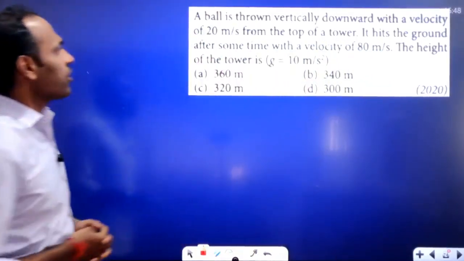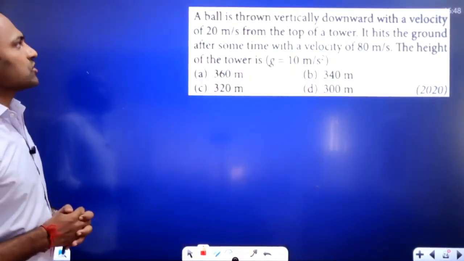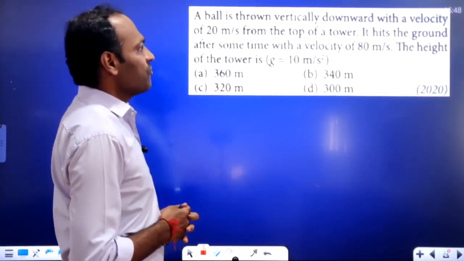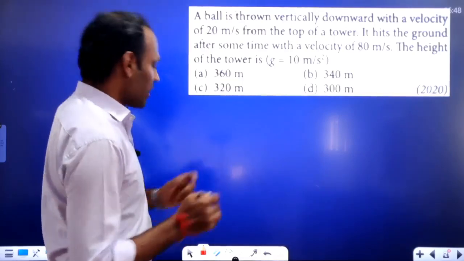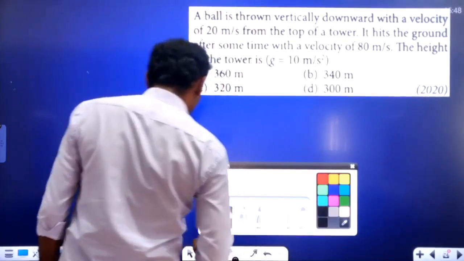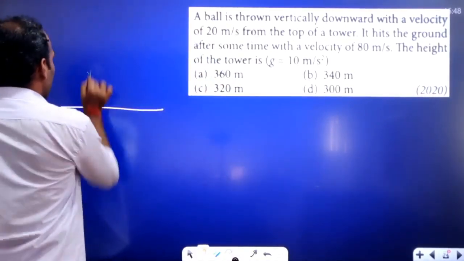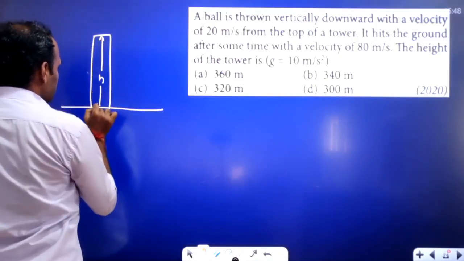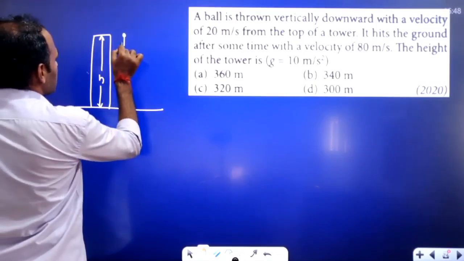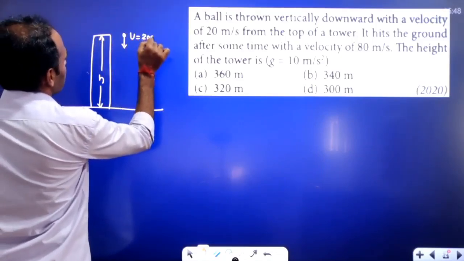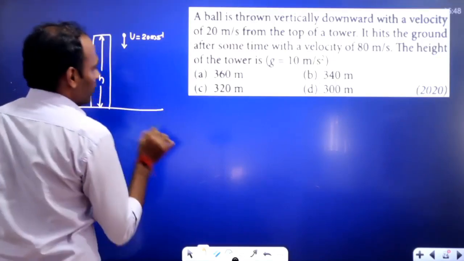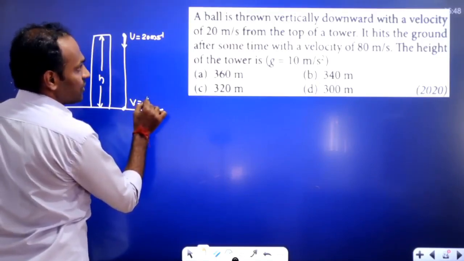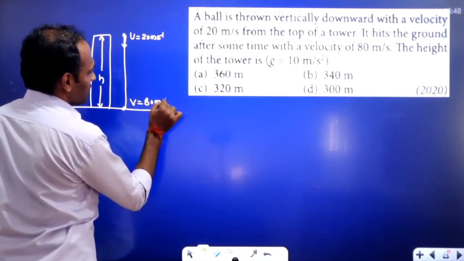So the next question is, a ball is thrown vertically downward with a velocity of 20 meters per second from the top of a tower. It hits the ground after some time with a velocity of 80 meters per second. The height of the tower is, take g as 10, they have said. See, a ball is thrown vertically downwards. It is not dropped. It is thrown vertically downwards. Height we take as h. With how much velocity has it been thrown? It has been thrown with a velocity of 20 meters per second. With how much velocity will it hit the ground? Its final velocity is 80 meters per second.